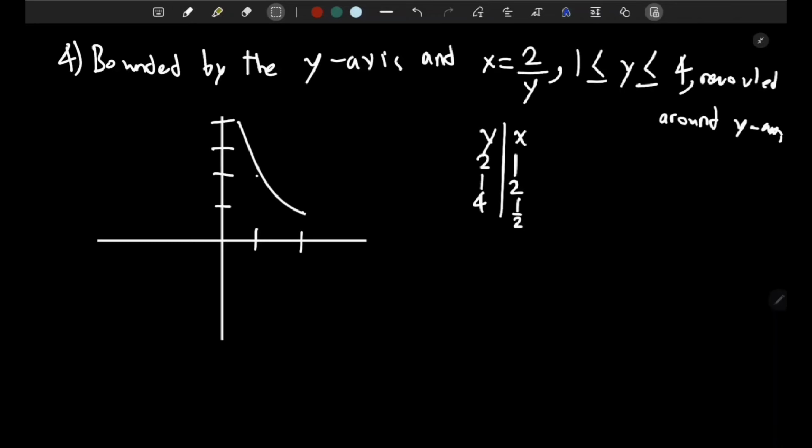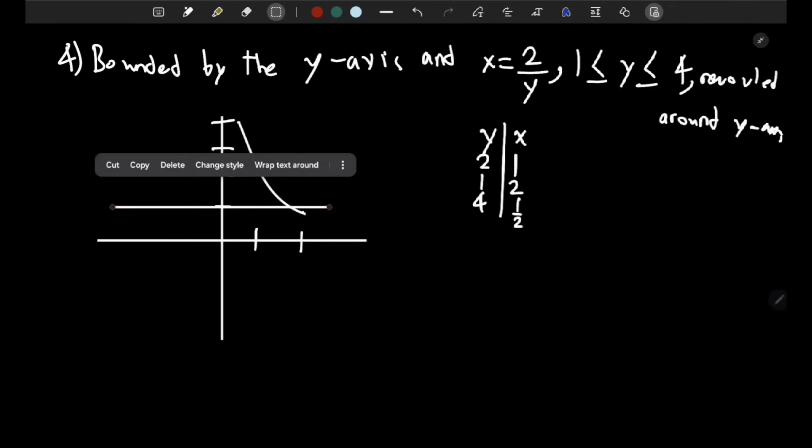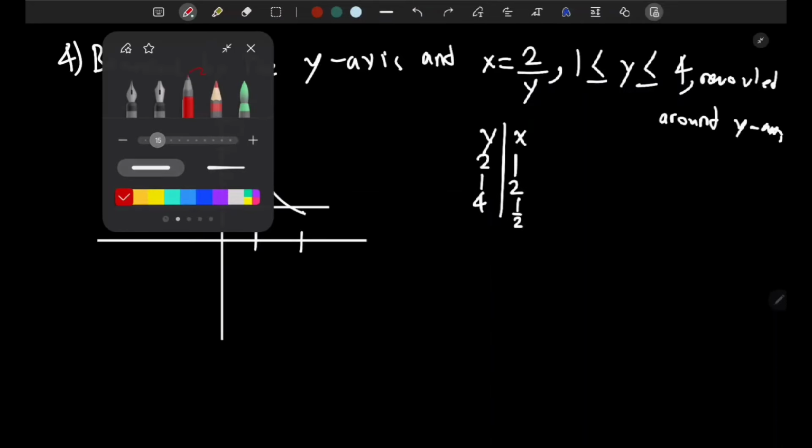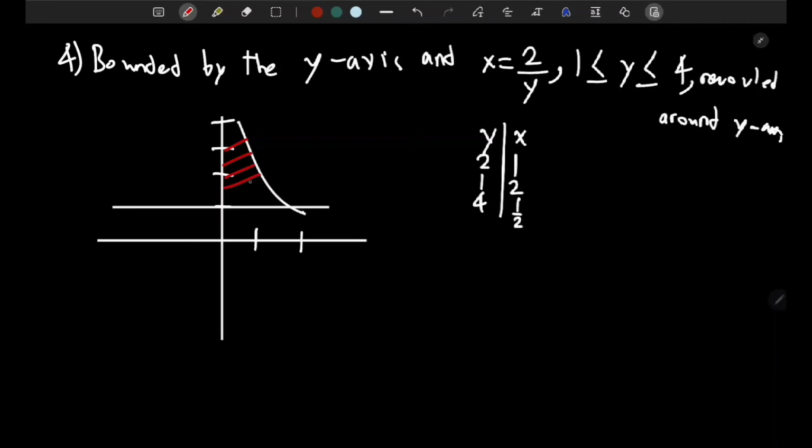And here what we want to find is the area revolved around the y-axis, and also notice the interval is from y equals 1 to y equals 4. So we do have a horizontal line over here, which is y equals 1. Let me draw that out. And we want to also revolve it around the y-axis. So this time this is the area. Let me shade it with red here, and here we are going to revolve around here like this.